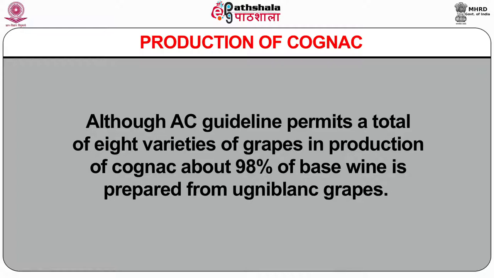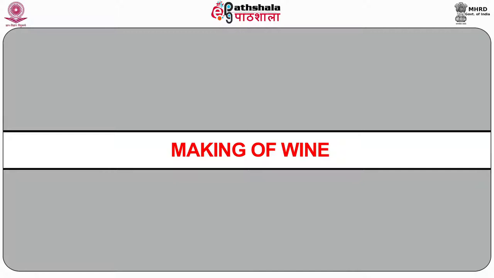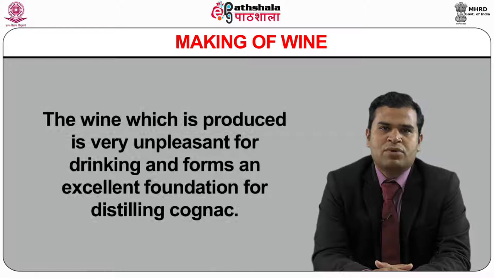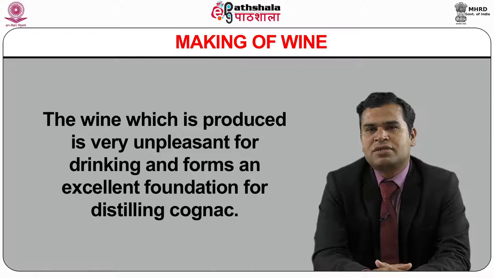Now the first step in production of cognac is making of wine. In this step, the grapes are first pressed and the juice, called must, is allowed to ferment naturally by the wild yeast present in the surroundings for a period of about 7 to 10 days. Sugar and sulfur dioxide are not added in the winemaking for cognac, which results in a very low ethanol content, about 8 to 10%. Very dry and acidic wine. The wine which is produced is very unpleasant for drinking and forms an excellent foundation for distilling cognacs.